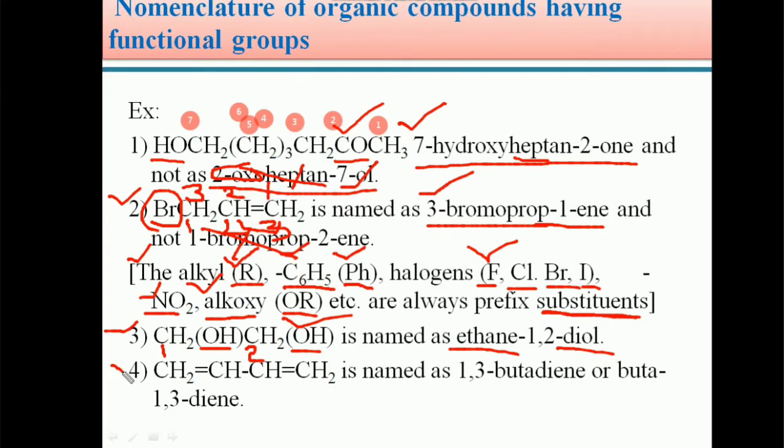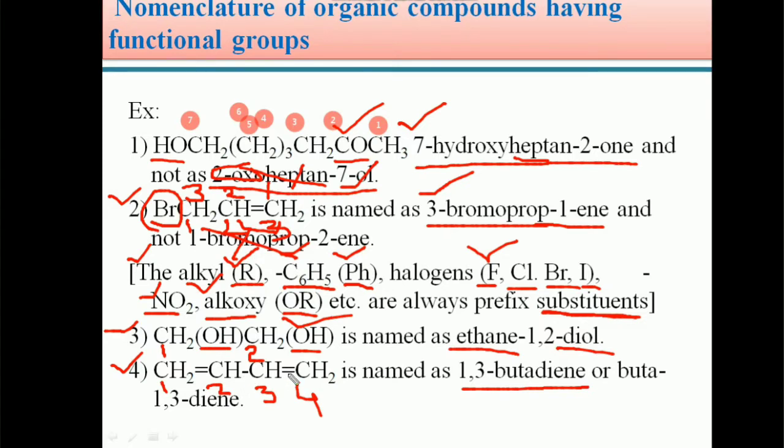Similarly, you can see one more example, students. CH2 double bond CH, single bond CH, double bond CH2. So in this compound you can give numbering 1, 2, 3, 4. 4 carbon atoms are present. There is a double bond between first carbon and second carbon, and there is one more double bond between third carbon and fourth carbon. So the name of this compound is 1,3-butadiene.